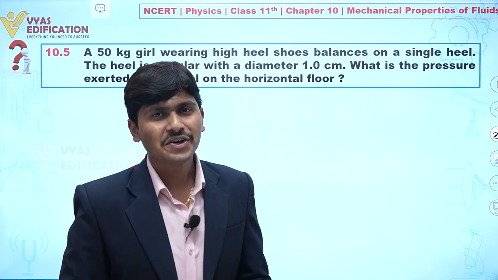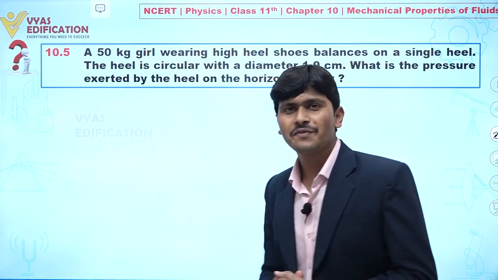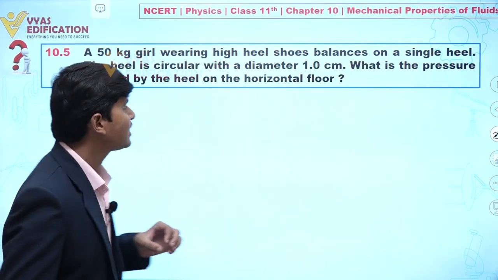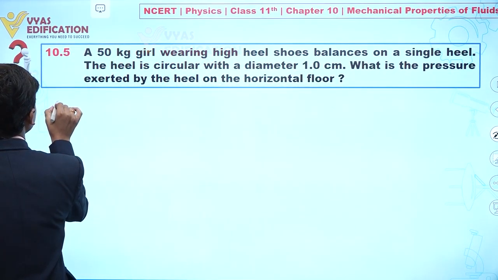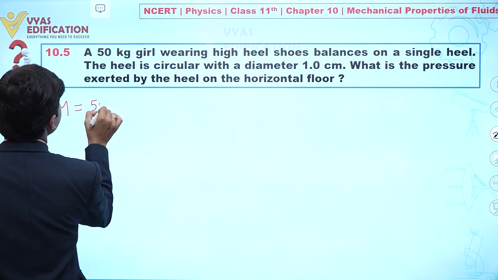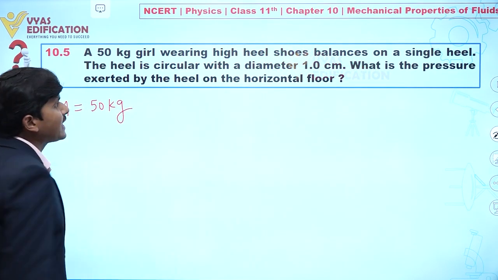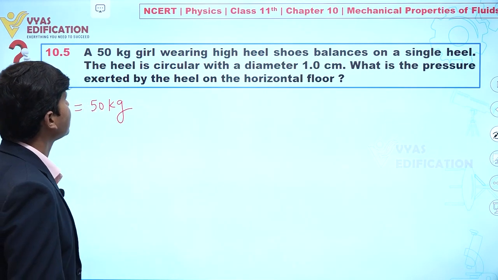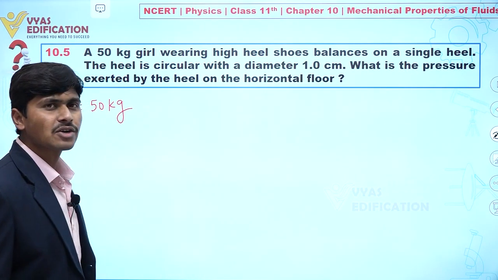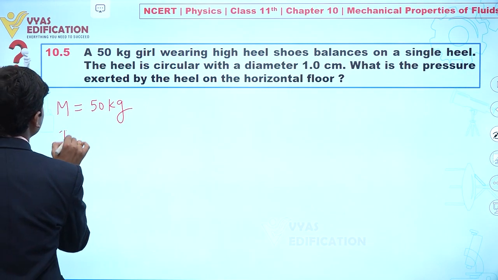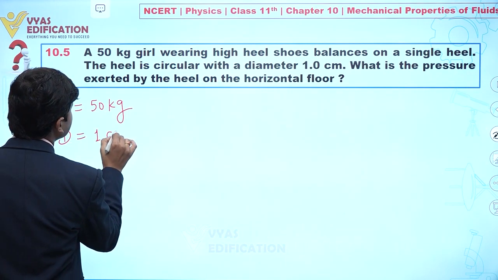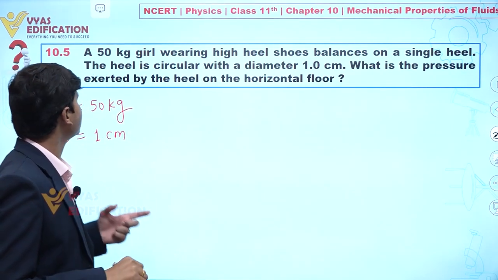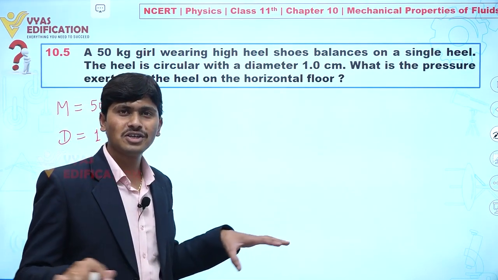So dear student, we are going to discuss question number 10.5, and in this question it is given to you a 50 kg girl. So the mass of the girl is 50 kilogram. The 50 kg girl is wearing a high heel shoe and balancing on a single heel. The heel is circular with a diameter of 1 centimeter. So the diameter of the circular heel is given to you as 1 centimeter. Now we have to calculate what is the pressure exerted by the heel on the horizontal floor.